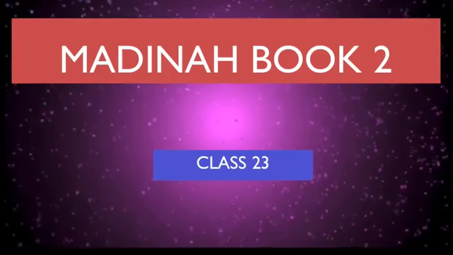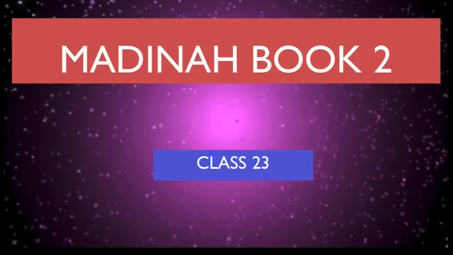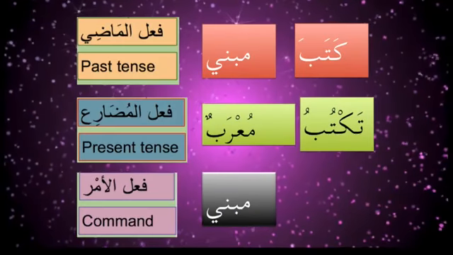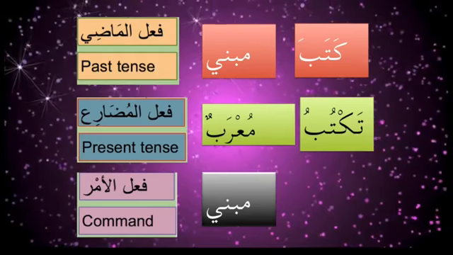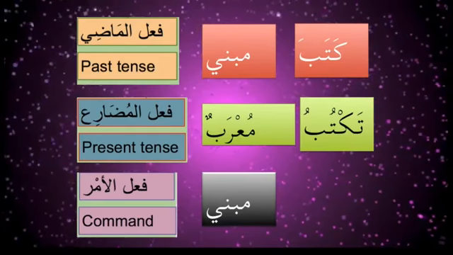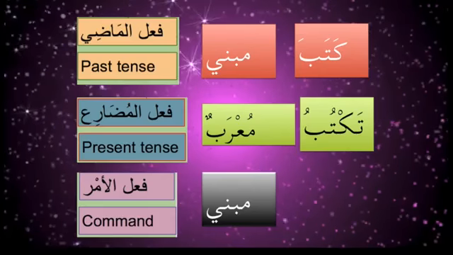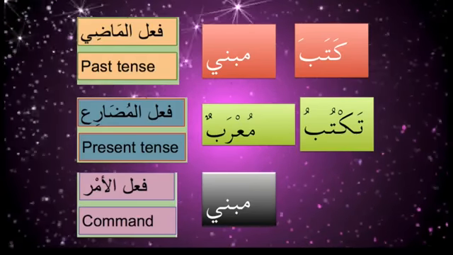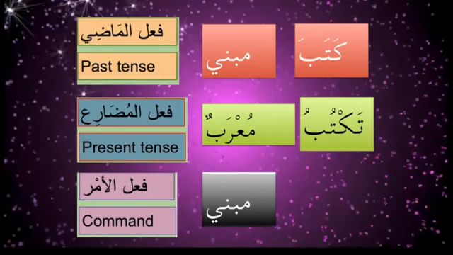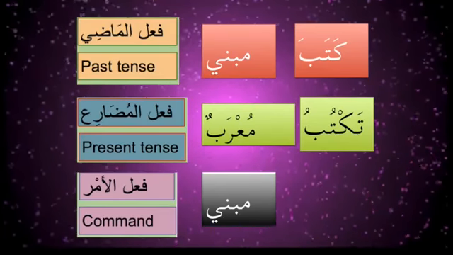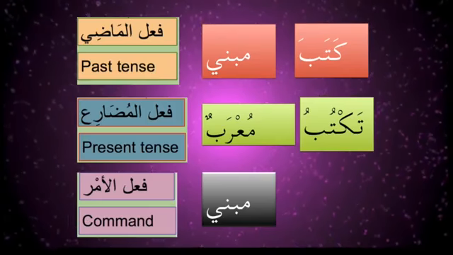What we're going to do today is go forward and learn about different types of fi'l. Just a quick reminder: we're learning the types of fi'l. We know there is fi'l madi, fi'l mudari' and fi'l amr. The fi'l madi is mabni, for example kataba, katabu. Anything that comes in front of it, the sign doesn't change on any of the letters.